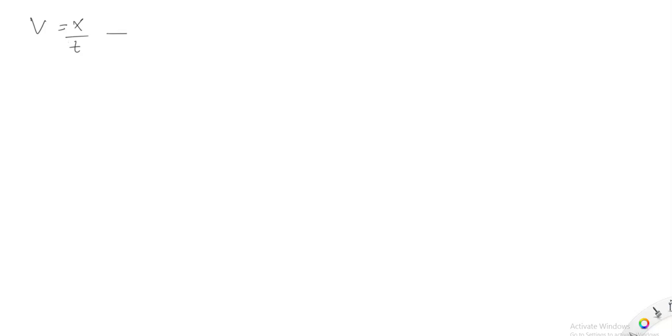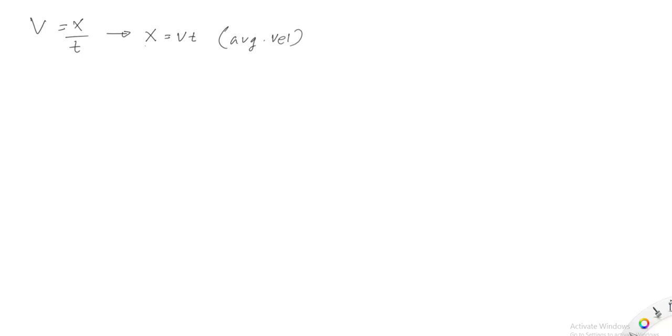We can modify this and rewrite it as displacement equals velocity times time. So this equation works if you want to find things like average velocity or the total distance. So this gives you this, and the previous works for average velocity.